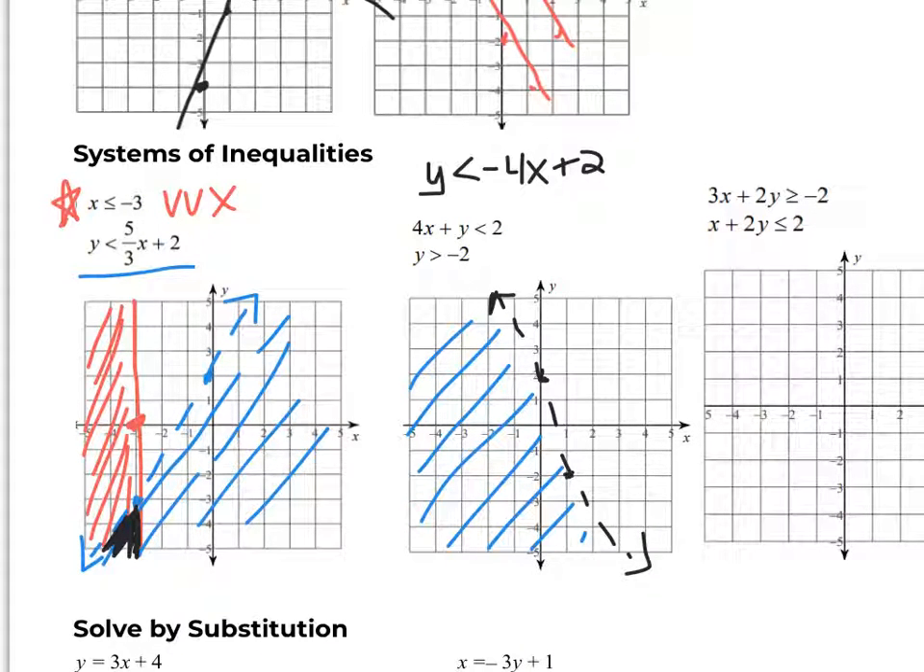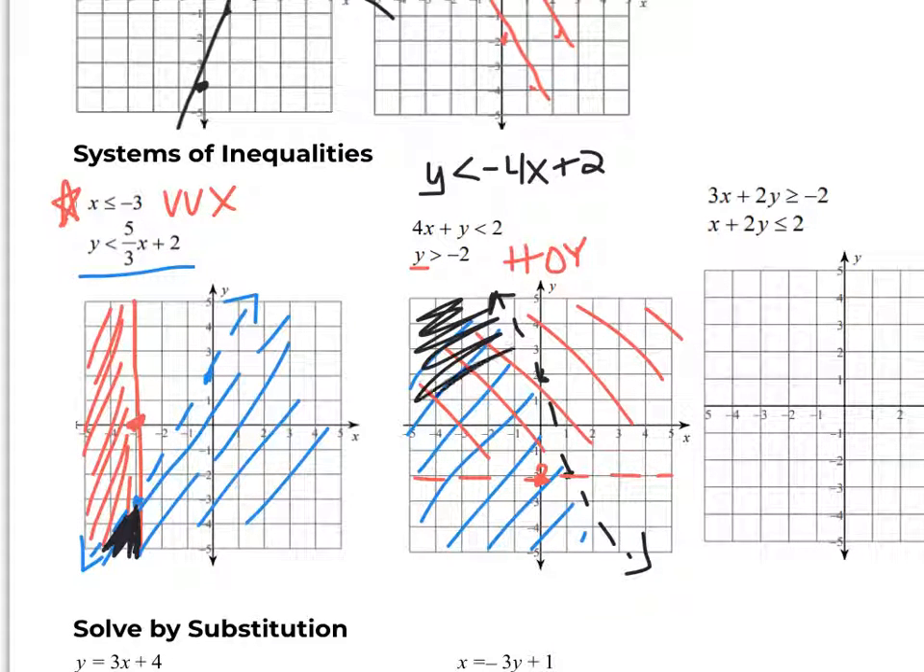All right, now we have y is greater than -2. Since it's a one variable equation, it's Hoy or Vux. Since it's y, it's Hoy, which means it's a horizontal line through the y-axis at -2. Once again, I don't have the equal to, so it's a dotted line. And it's greater than, so that means I'm going to shade above. And my answer is where I have both that blue and the red, which is this section here.